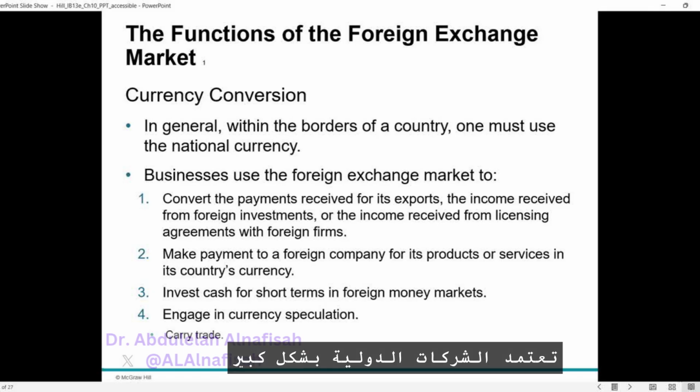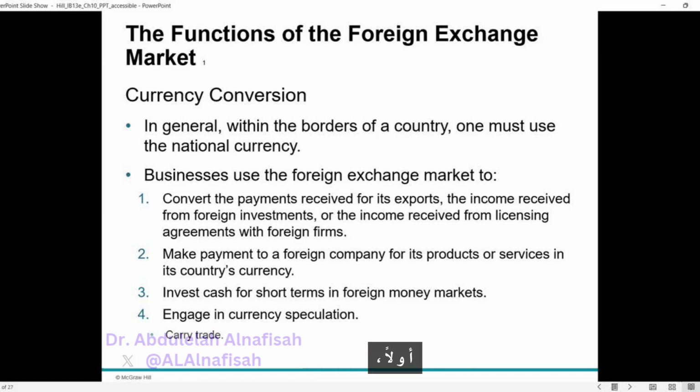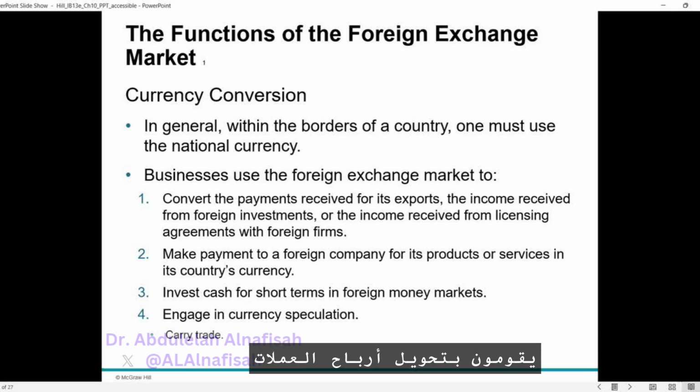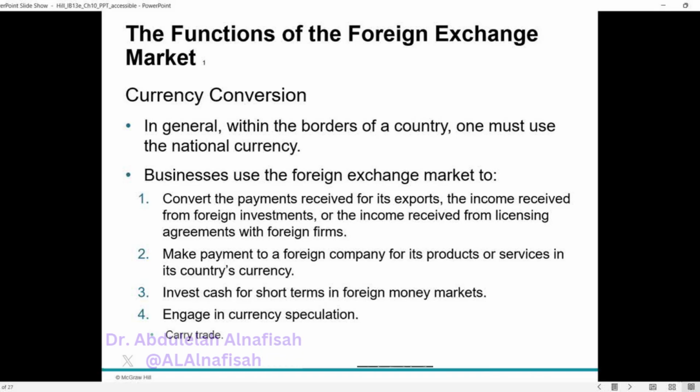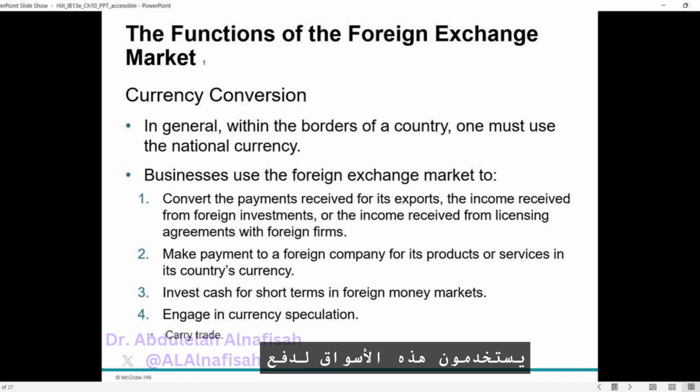International businesses heavily rely on foreign exchange markets for various purposes. First, they convert foreign currency earnings into their home currency. Second, they use these markets to pay foreign suppliers in their local currency. Third, they invest spare cash in foreign money markets for short-term gains, considering interest rate differentials. Lastly, currency speculation involves short-term movements of funds to profit from exchange rate shifts, though it carries significant risks.